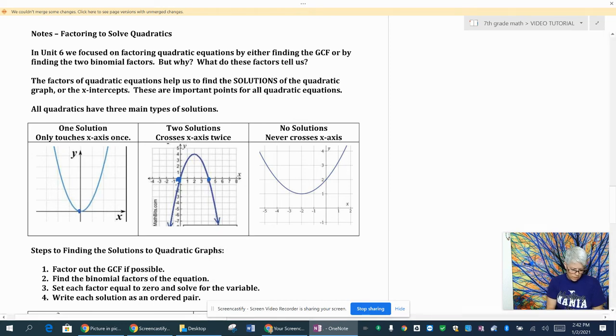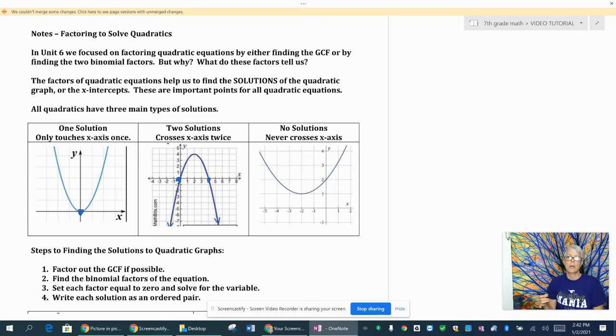You can have one solution. If you look at the very first one, you can see where it's crossing over the x-axis, or it doesn't have to cross over it. It just merely needs to touch it. So you could have just one solution. And then you can have a quadratic that has no solutions, as in the third example here. You can see the parabola is just kind of floating around up there. So there's no solution.